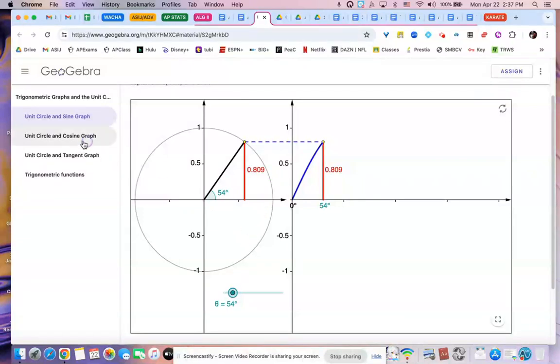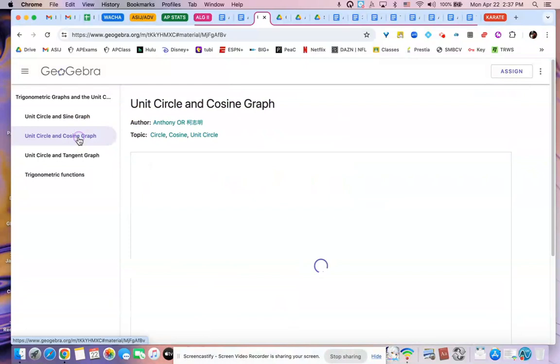I can do the same thing for the cosine. Let me flip over to the cosine graph.